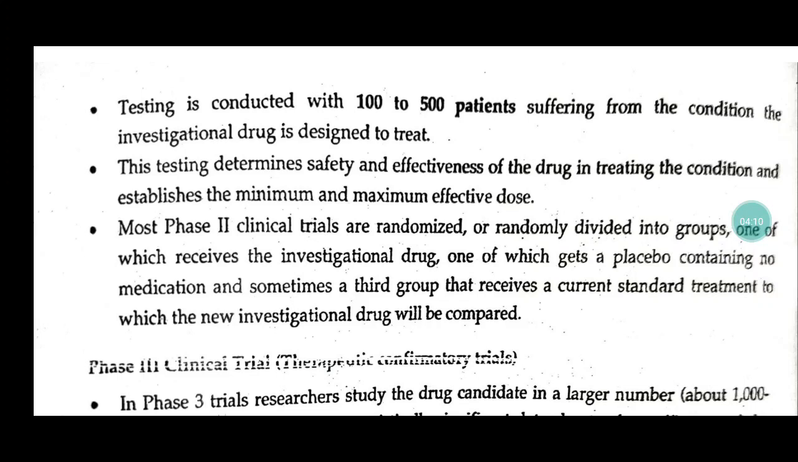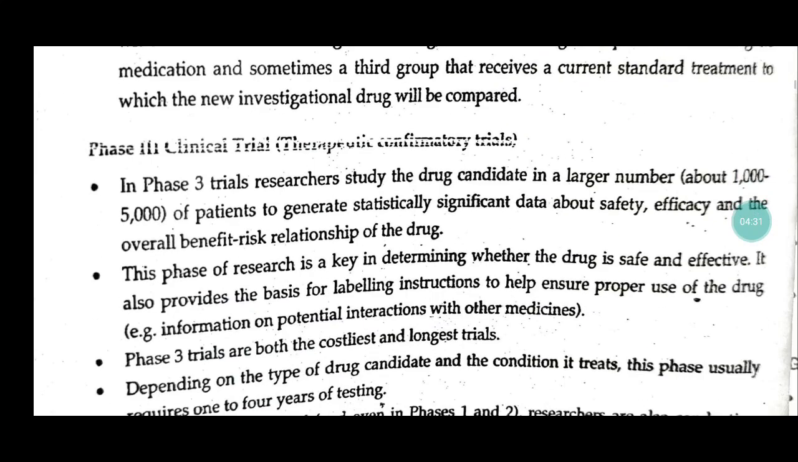Most of the phase 2 clinical trials are randomized, or randomly divided into groups, one of which receives the investigational drug, one of which gets the placebo containing no medication, and sometimes a third group that receives a current standard treatment to which the investigational drug can be compared.